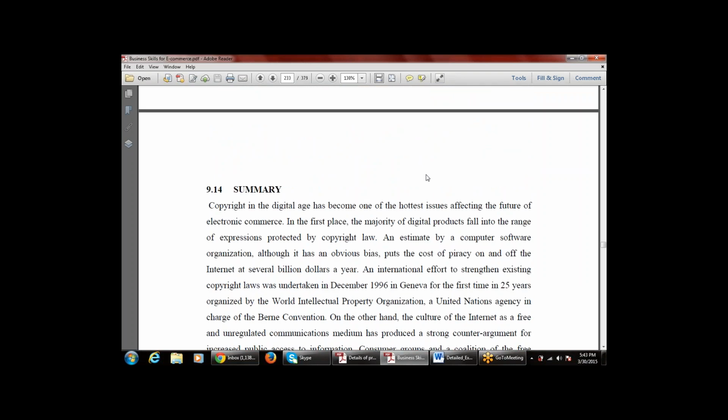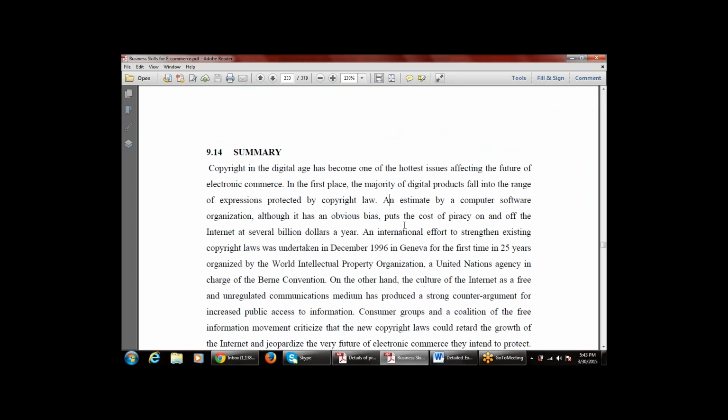Next is the summary. We wind up this chapter on digital copyrights. This is what we have covered in this chapter. Copyright in the digital age has become one of the hottest issues that affects the future of electronic commerce. The future of electronic commerce means the advanced part of electronic commerce, that becomes the future of e-commerce.